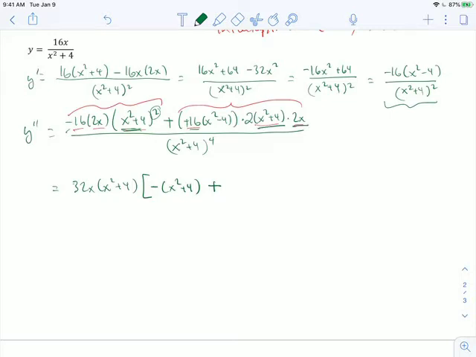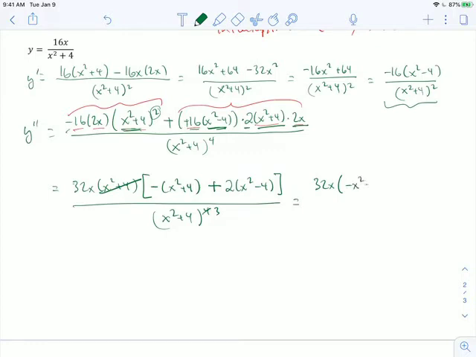And so it's going to leave me with 2 times x squared minus 4. So I've got this x squared minus 4 here, this 2 here, and that's all over x squared plus 4 to the 4th. Now notice I can cancel this with one of these, leaving me with a 3. And so now I've got 32x, and now I'm going to try to distribute and collect some like terms here.